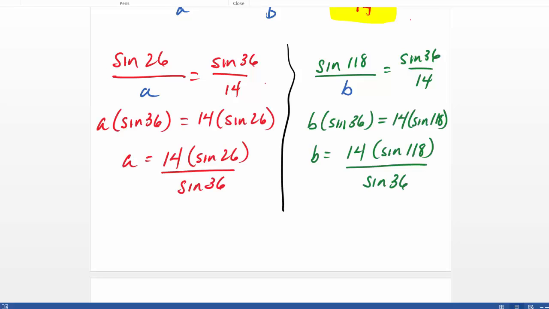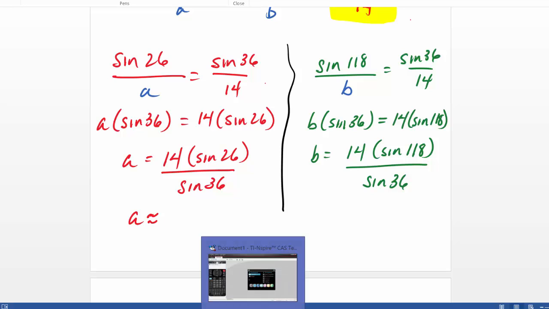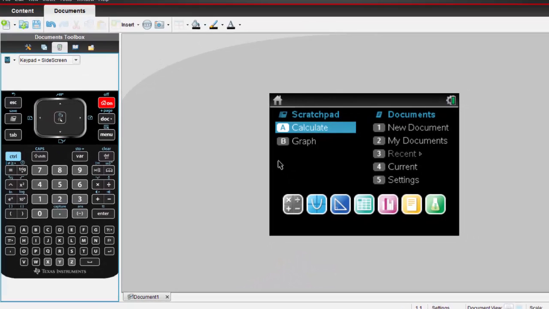Okay, now I've worked each of these down to where I have A and B individually, and so I need to actually get the approximate value of A. Now this is where we're going to take advantage of our calculator. With our calculator we can set these up fairly simply. So let's take a look at how this is going to work out on the calculator.